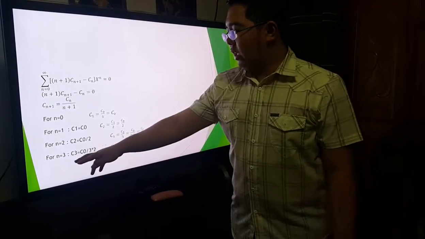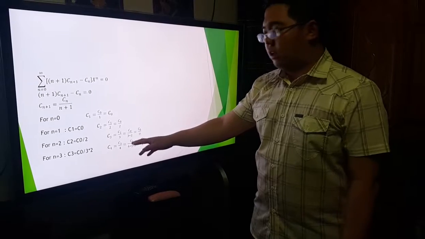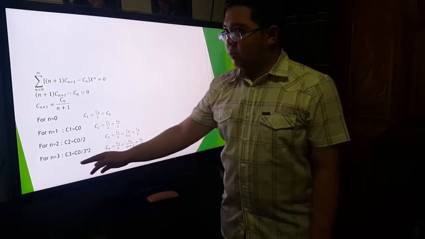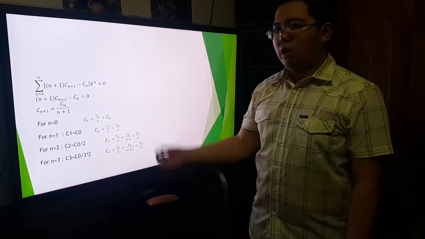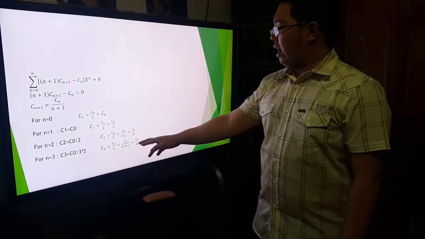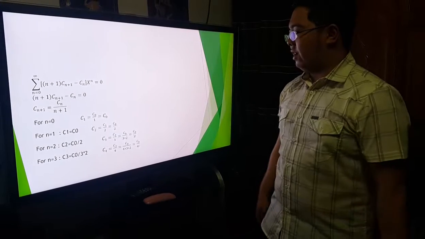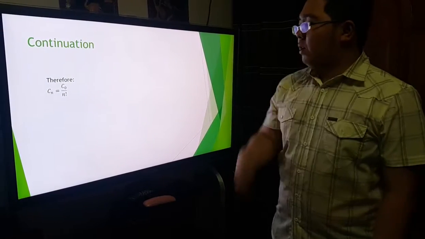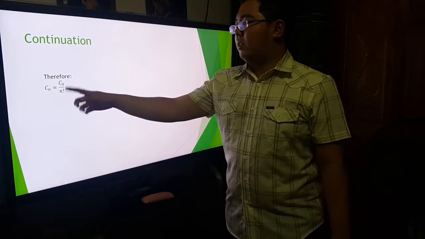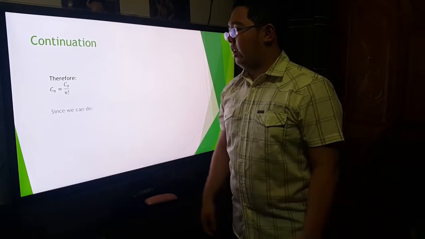For n equals 3, c_4 is equal to c_3 over 4, and since we know that c_3 is equal to c_0 over 3 times 2, or 3 factorial, therefore we have c_0 over 4 factorial. Therefore, we can conclude that c_n is equal to c_0 over n factorial.